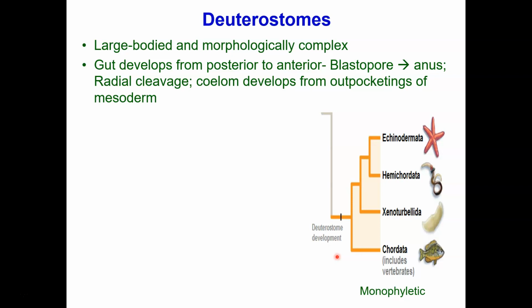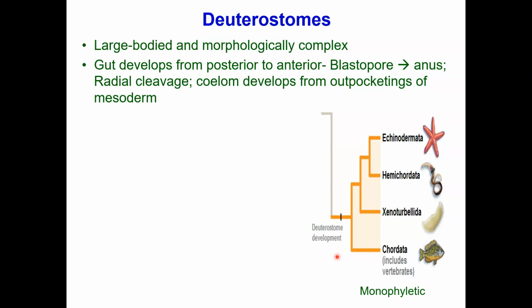For deuterostomes, it's not posterior to anterior, it is anterior to posterior, right? Because the blastopore, the early opening in the embryo, becomes the anus. The cleavage, if you remember from the early lecture, is radial, where the cell division of the zygote happens in a radial pattern, meaning it starts from the center of the zygote and radiates outwards, right? In protostomes, it was spiral. Okay.